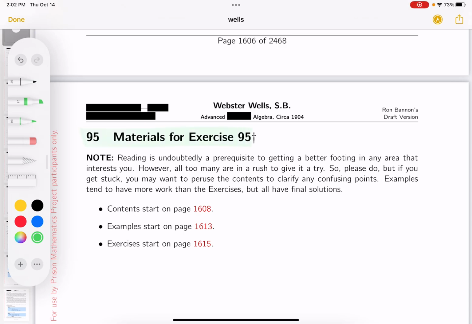Okay, we're in section 95. Contents for you to look at, examples for you to try to comprehend from the contents, and then getting busy with the exercises. All right.